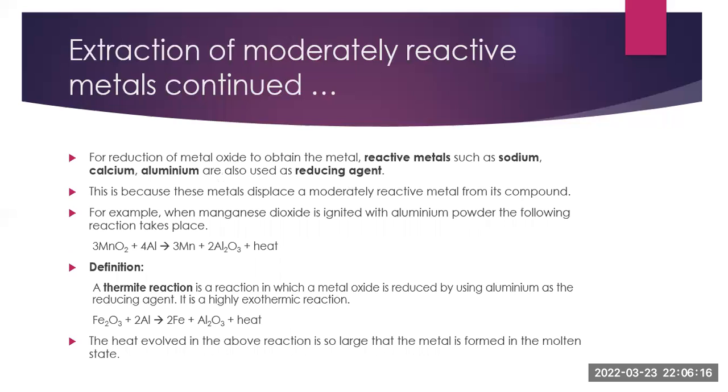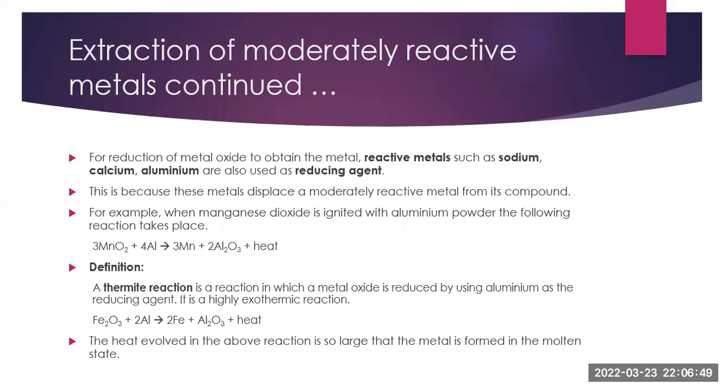For example, when manganese dioxide is ignited with aluminium powder, the following reaction takes place. So 3MnO2 + 4Al gives you 3Mn + 2Al2O3 + heat. Here is a definition of thermite reaction. A thermite reaction is a reaction in which a metal oxide is reduced by using aluminium as the reducing agent. It is a highly exothermic reaction.